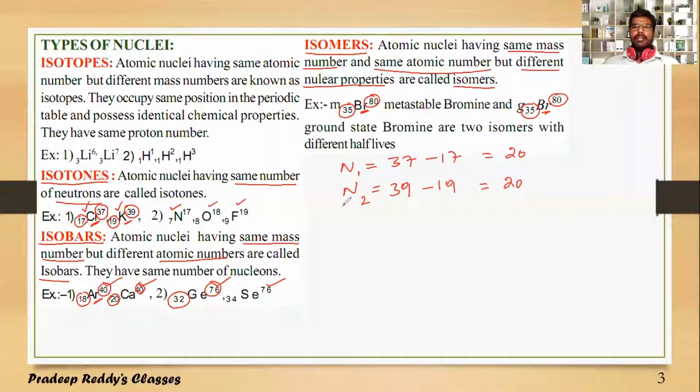These are the four different categories into which nuclei can be categorized. Isotopes, same atomic number but different mass number. Isotones, same number of neutrons but different atomic number and mass number. Isobars, same mass number but different atomic numbers. Isomers, same atomic number, same mass number but different nuclear properties.